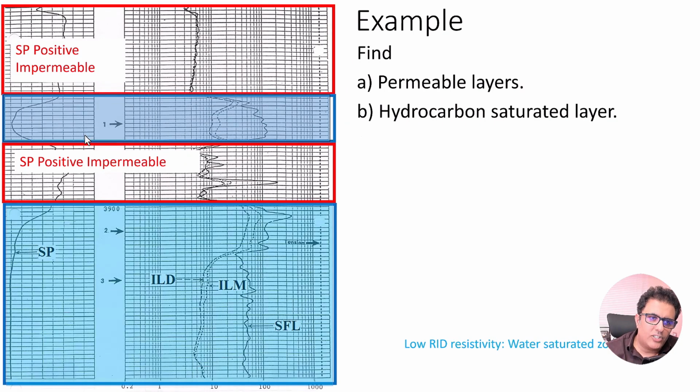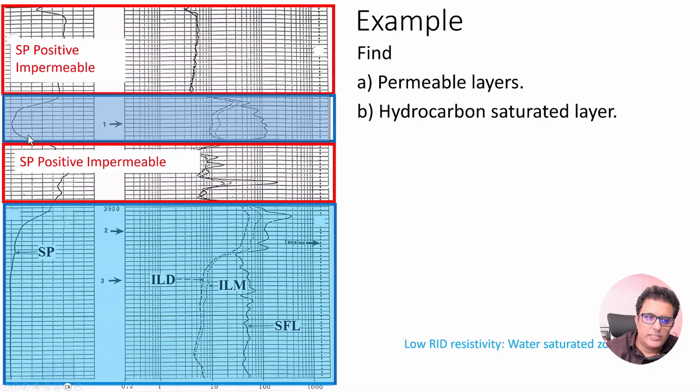It is not that hard to identify impermeable layers. By looking at SP log data, we can easily identify permeable and impermeable layers. I mentioned that whenever the SP log is positive, that zone should be impermeable. So you see two zones with positive SP. This zone and this zone, these two zones are impermeable zones.